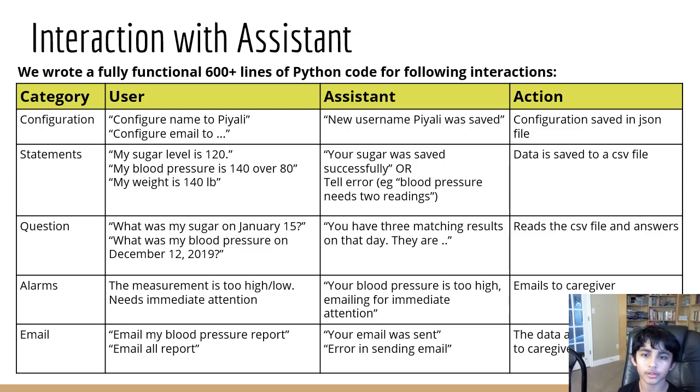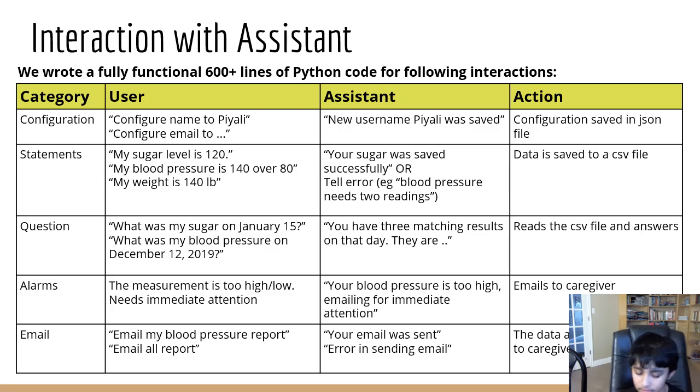To build our design, we wrote our wish list on a whiteboard and divided it into different categories, and wrote plans for each category with specific functions. Here are the categories. The first category is the configuration category, and the user can say "configure name to PLE", for example. The second category is the statement category, and the user can say "my sugar level is 120", for example. The next category is the question category, and then the user can ask "what was my sugar on January 15th?"